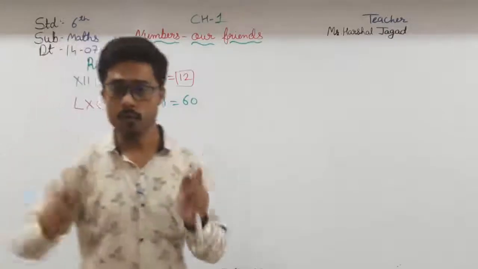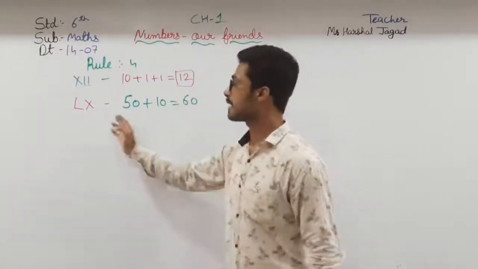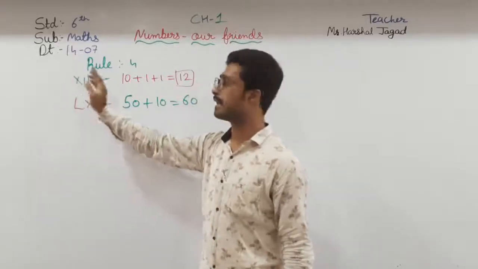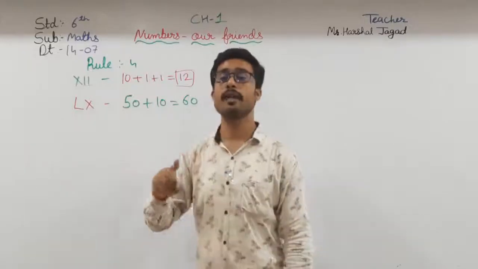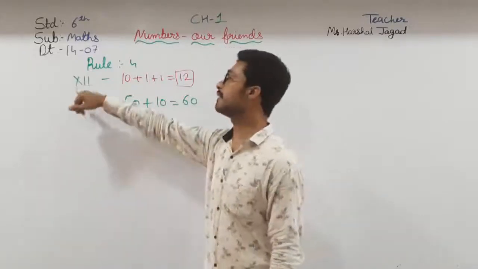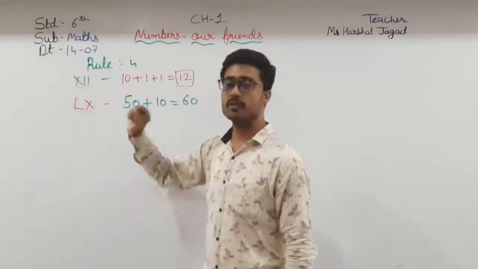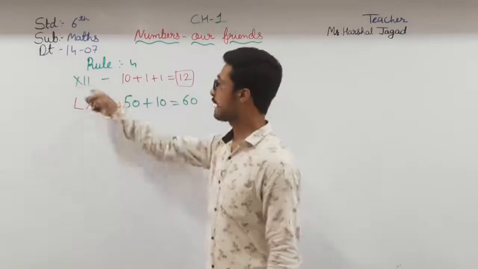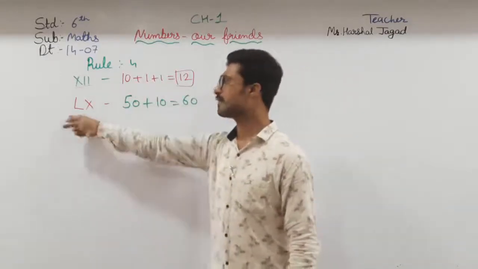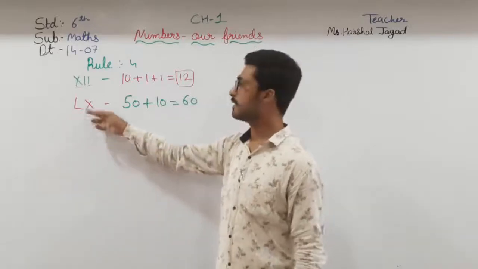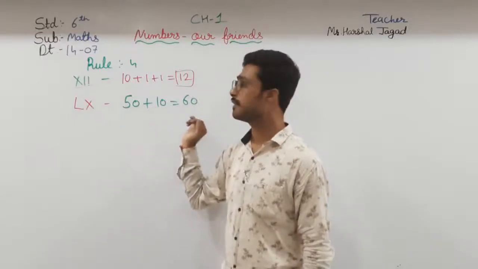In rule number 4, it is said that if the larger value is on the left hand side and the other values on the right hand side are smaller than that, then the value is added. Here the larger value is 10 and the smaller value is 1, repeated 2 times, so 10 plus 1 plus 1 is 12. Here the larger value is L and the smaller value is X, so 50 plus 10 is 60.